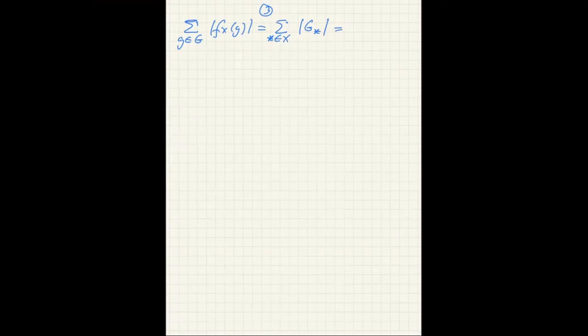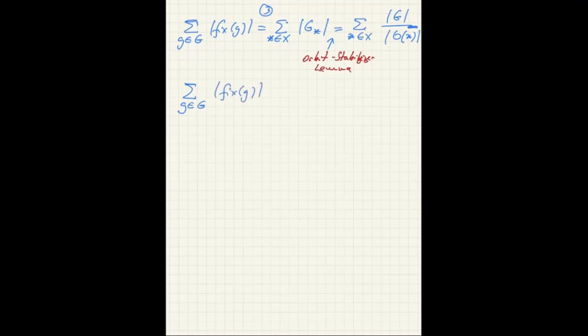Now, we know from the orbit-stabilizer lemma that the cardinality of the stabilizer equals the ratio between the cardinality of G and the cardinality of the orbit of x. And so from here, if we rewrite both sides, we get the summation over all g in G of fix g equals, taking the cardinality of G as a common factor, the cardinality of G multiplied by the summation of all x in X of 1 over the orbit of x. And now if you want, you can move the G to the other side.